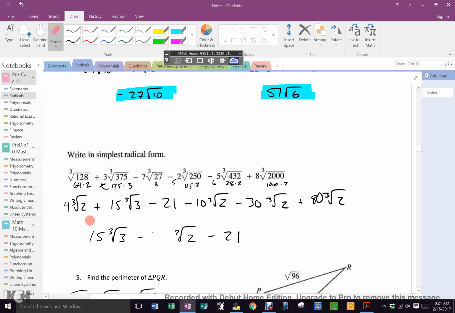Good gravy. So now I got to check everything. 21 is good. Root 2. 4 minus 10 is negative 6. Minus 30 is negative 36. Plus 80 is 44. 44. And then root 2. Oh, that was the root 2. 44 root 2. And it's plus 44, right? And the root 3's was 15. Just 15. Thank you, Jenny.